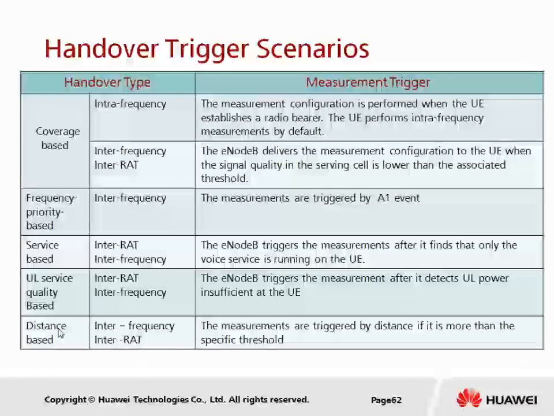And lastly, distance-based handover. That is being triggered by the eNodeB. If the eNodeB detects that the distance between the user and the eNodeB is greater than a threshold, then the user is required to perform handover to an inter-frequency neighbor or IRAT neighbor.